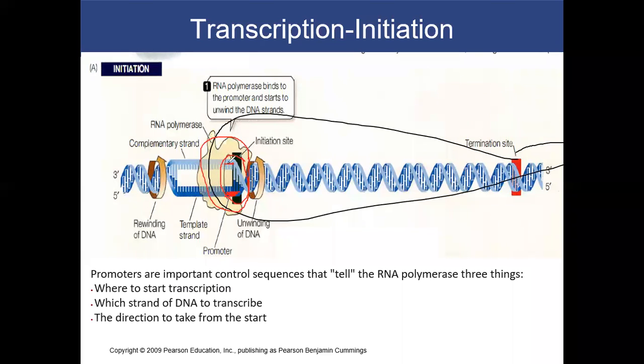If the promoter was on the top strand, then the top strand would have been used to create the messenger RNA. So it tells it which strand, and it also tells it whether to go in this direction or in this direction, right? Based on the sequences that are here, the promoter can know all of these things.